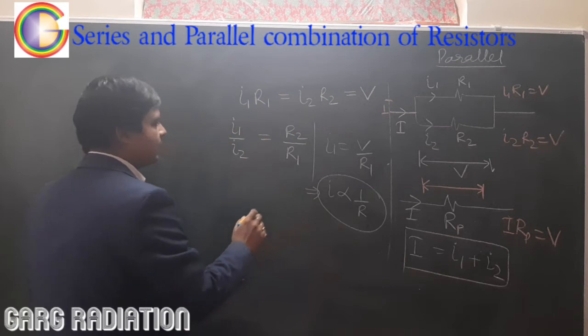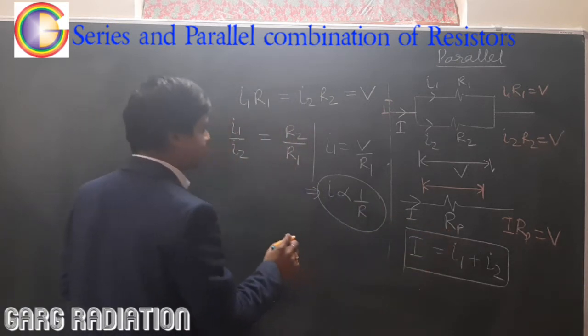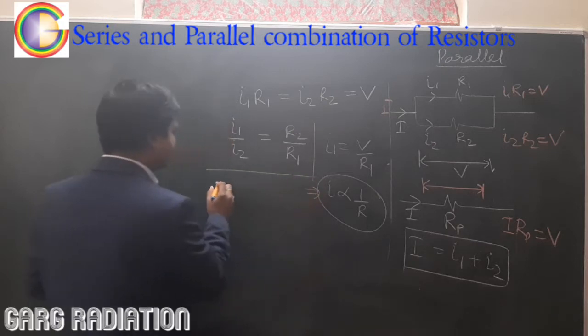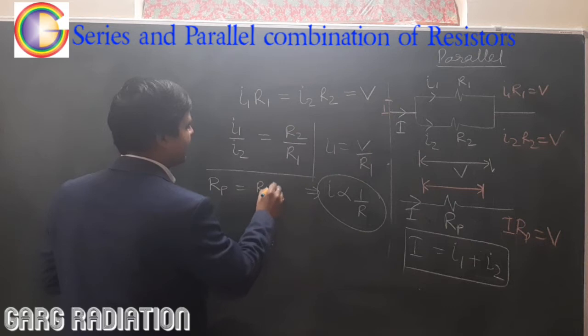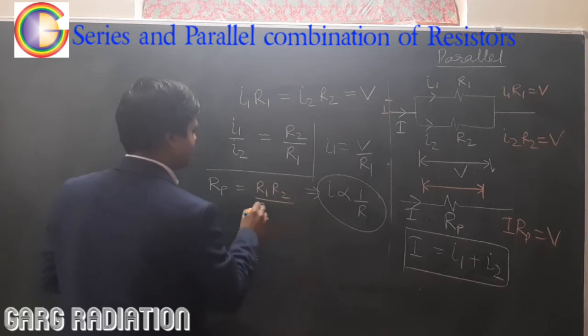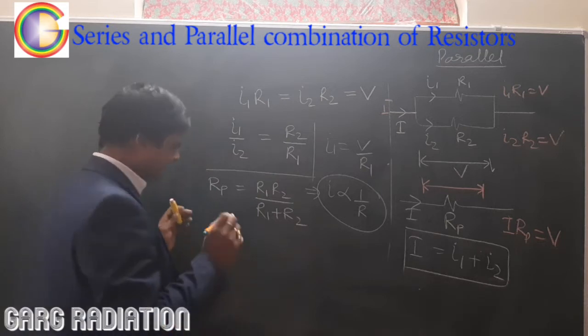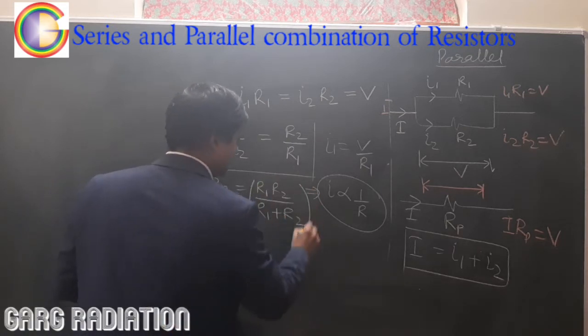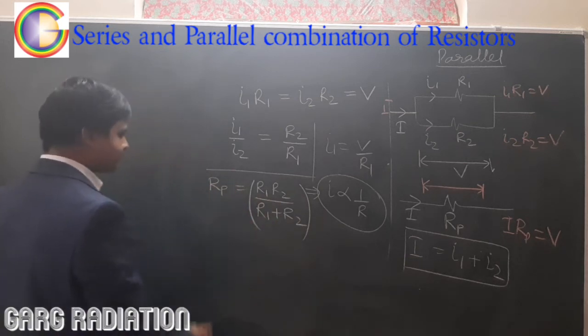Let's see. We know RP. Do we know RP? Yes, we know RP. How do we know RP? RP is equal to R1 R2 upon R1 plus R2. Yes or no? We know this? Yes, we know this. 1 by RP equals 1 by R1 plus 1 by R2. From there you can calculate.